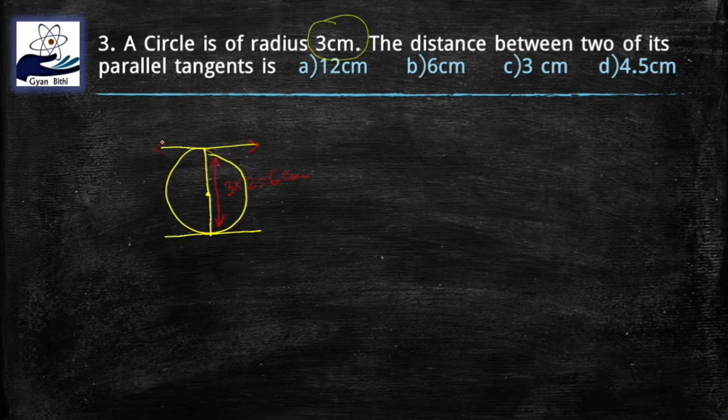And then only these two tangents will be parallel. So what is the distance between them? Obviously the distance is the same as the diameter. So the answer should be 6 centimeters. I hope you have understood. If there is any doubt, you can tell me in the comment section.